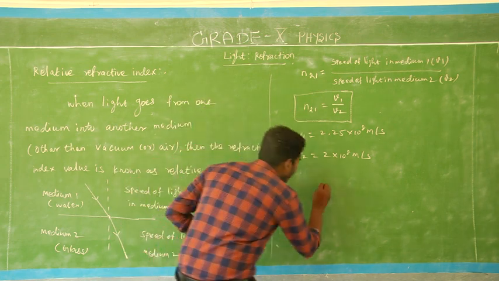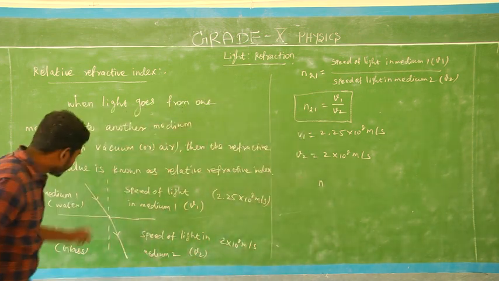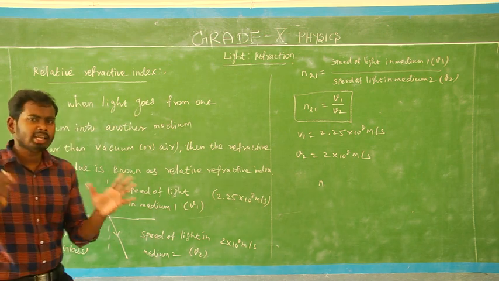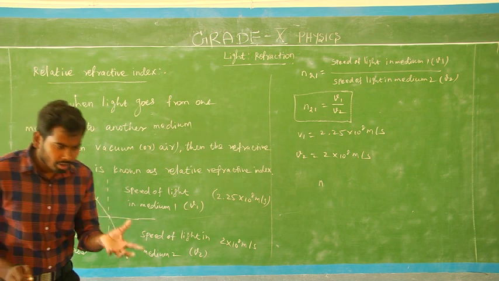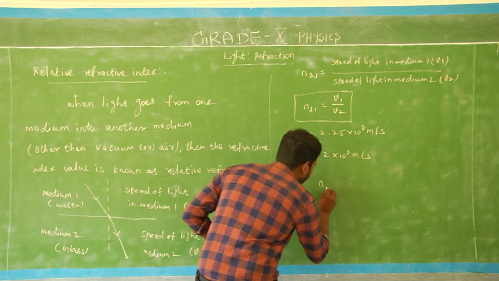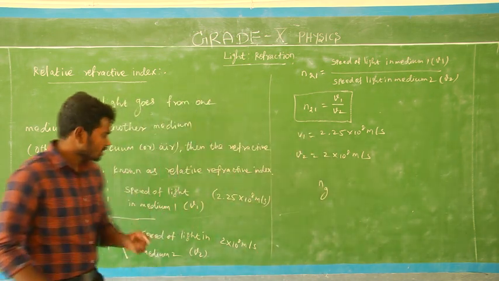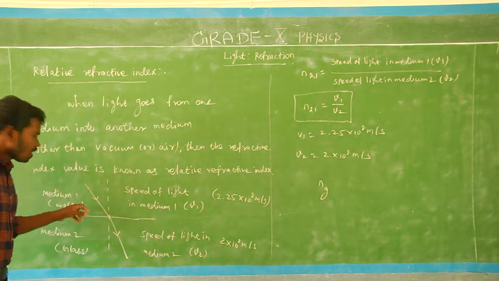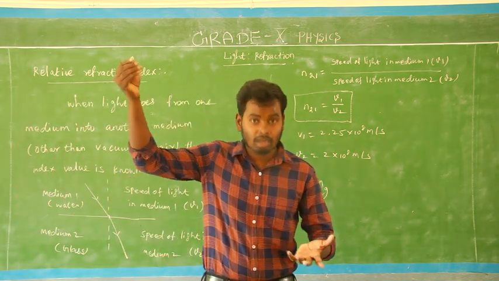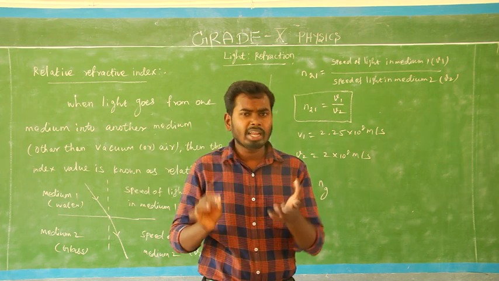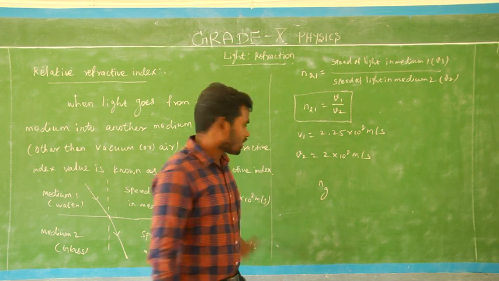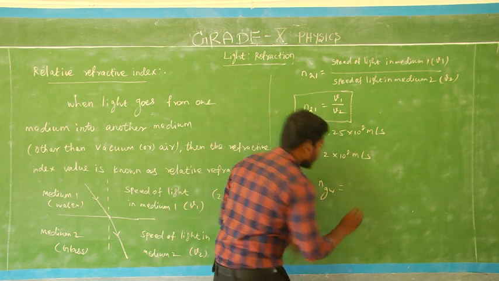So the refractive index of what? The refractive index of glass, because glass only bends the light. Whatever the medium which bends the light, that medium's name is written first. So here, the refractive index of glass with respect to water, where the light is coming from. The medium from which light comes is written second, so here water is written second.